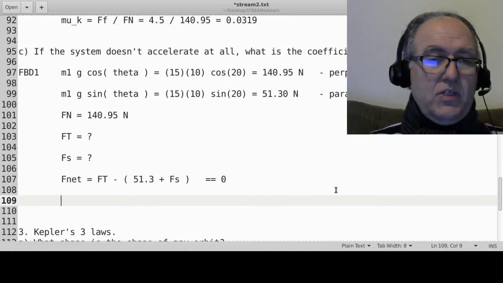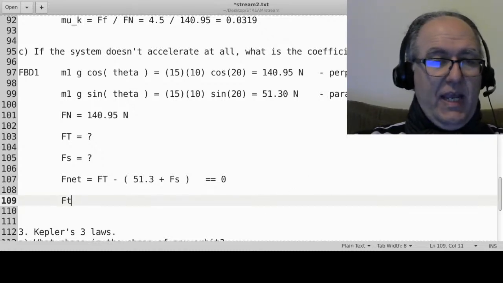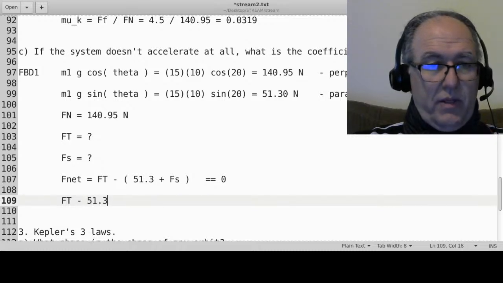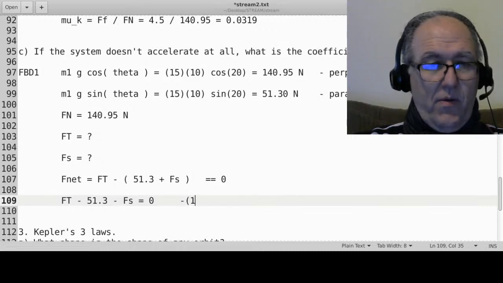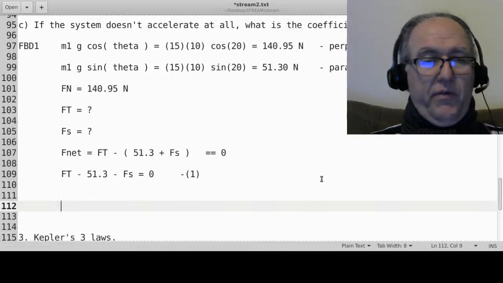Okay, so now let's just clean that up a bit. So we get that Ft minus 51.3 minus Fs must equal 0. Okay, there's our equation number 1. And we can't go any further with that.